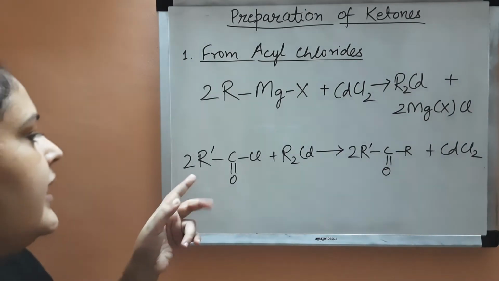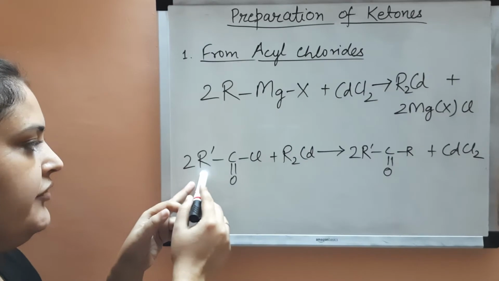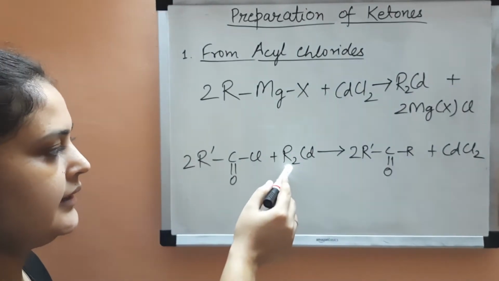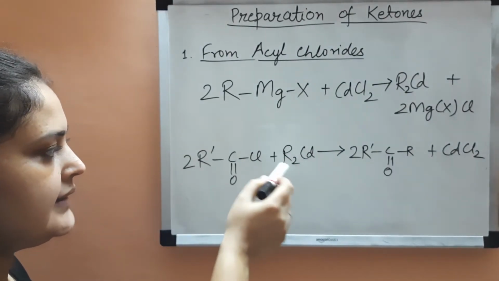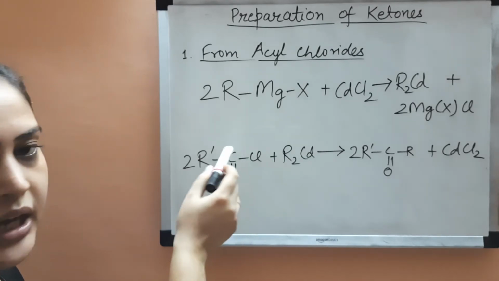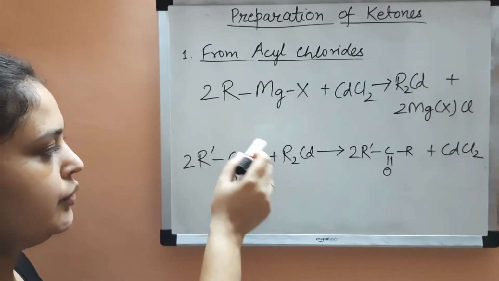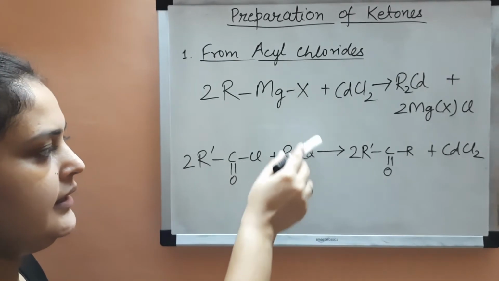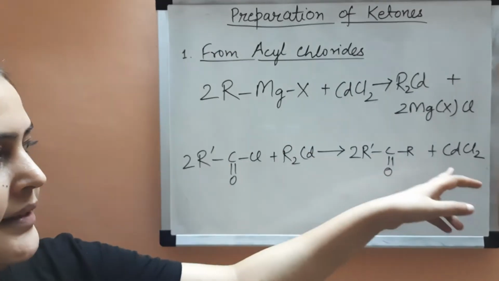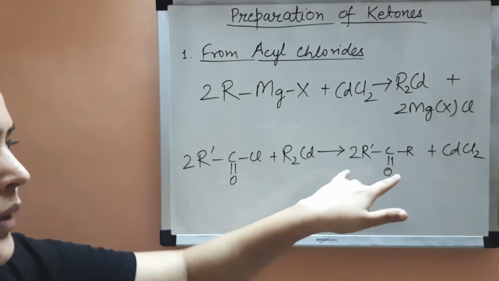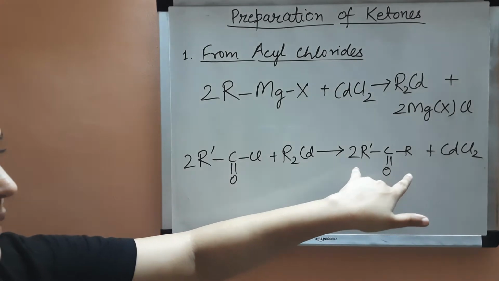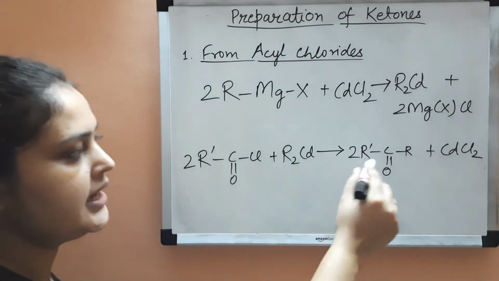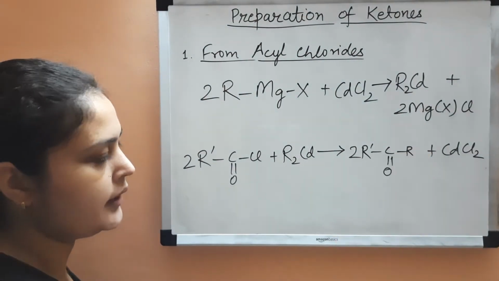You can see that this is R dash, a different alkyl group, and this alkyl group is different. This alkyl group has been attached to the carbonyl carbon, and the chlorine has left with the cadmium, making CdCl2, while the ketone is formed, R dash C double bond O R.